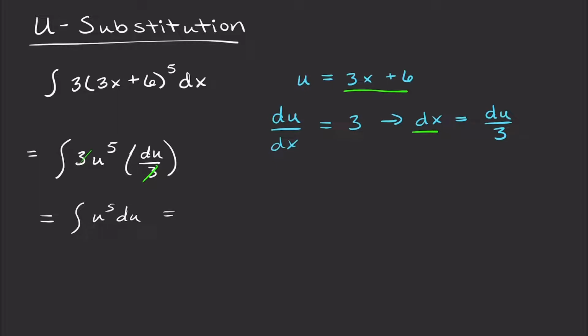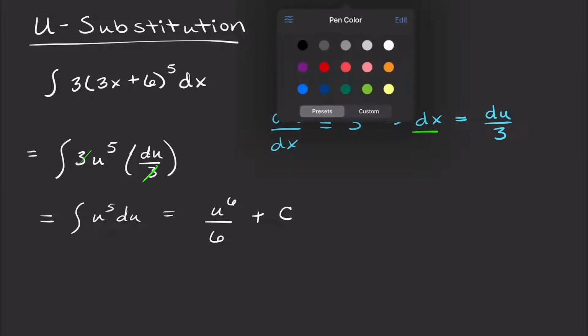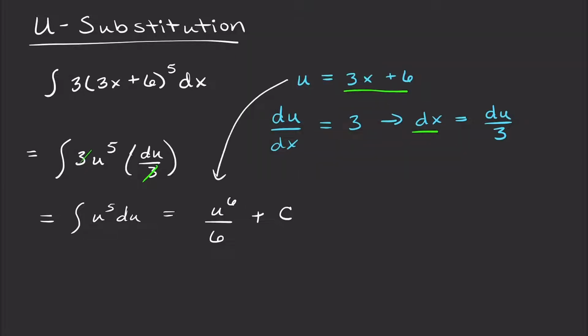Here we just use our rules for integrals. We take our exponent and raise it by 1 and then divide by that new exponent. Then we need to add our constant, plus c. And now we need to plug our value of u back in. If we do that, we get (3x plus 6) all raised to the 6th power, divided by 6.